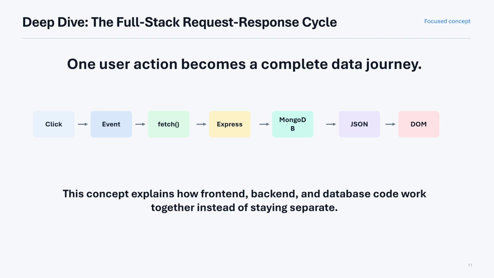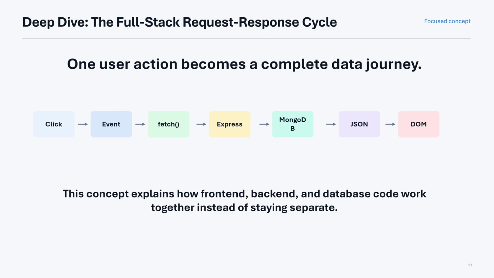sent with an HTTP request. Express receives the request. The server may check the data and run a database operation. MongoDB stores or returns a document. Express sends a JSON response back to the browser. And finally, browser JavaScript updates the DOM so the user can see the result.